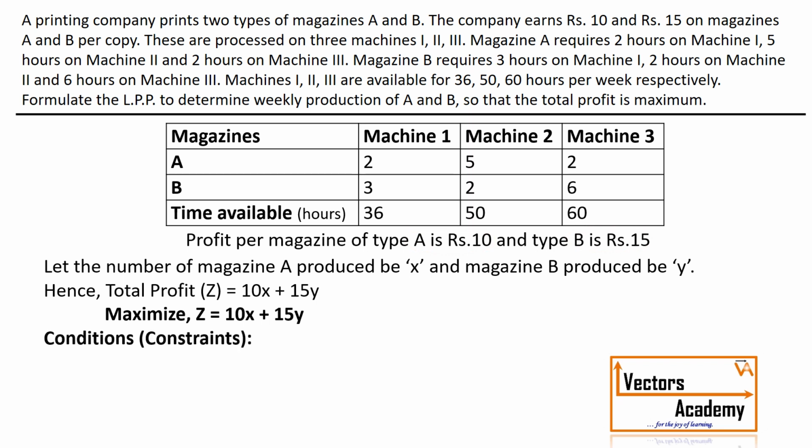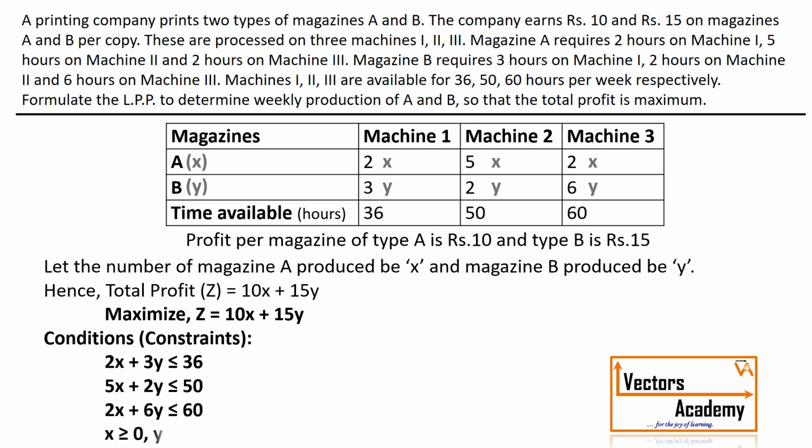And the conditions, if you look at machine 1, the first condition will be 2x plus 3y is less than equal to 36. If you look at machine 2, 5x plus 2y less than equal to 50. Machine 3, 2x plus 6y is less than equal to 60. And the two additional constraints, x greater than equal to 0, y greater than equal to 0, because we cannot produce negative magazines. Okay, so this is how LPP is formulated. This is how we frame a question.